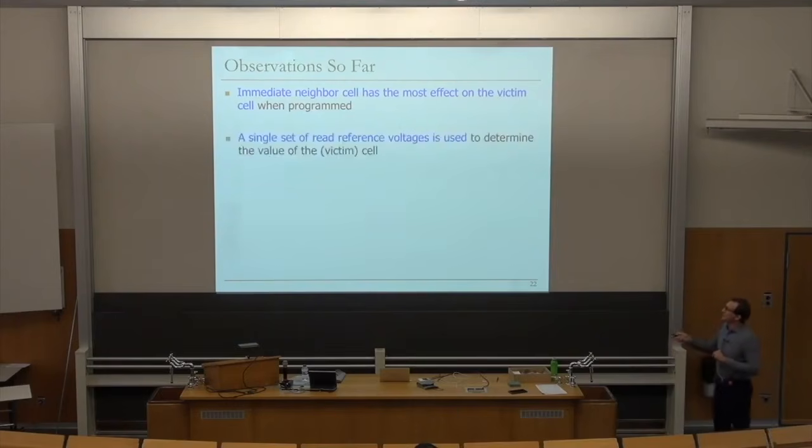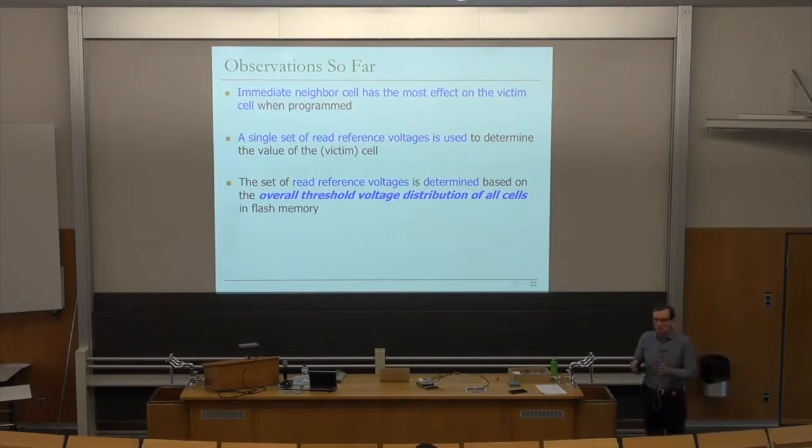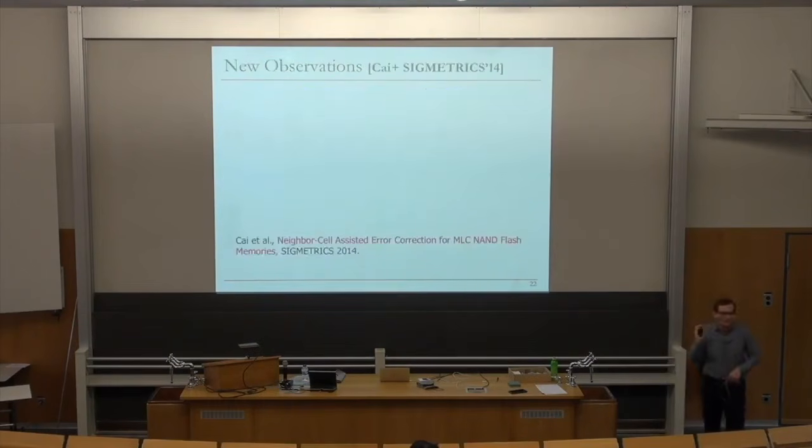And we use a single set of read reference voltages to determine the value of the victim cell when we actually read it. And the set of read reference voltages is determined based on the overall threshold voltage distribution of all cells in flash memory. Basically, all of the methods that we just discussed build an overall threshold voltage distribution. Overall meaning this is the threshold voltage distribution of all cells belonging to this state, or that I think was programmed to this state, right? And you have 4 states, as you know. So keep that overall in mind.